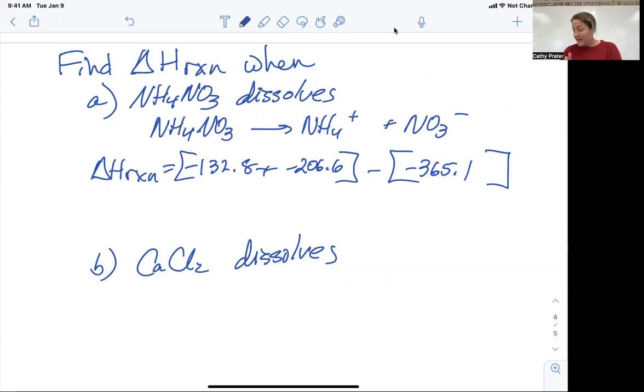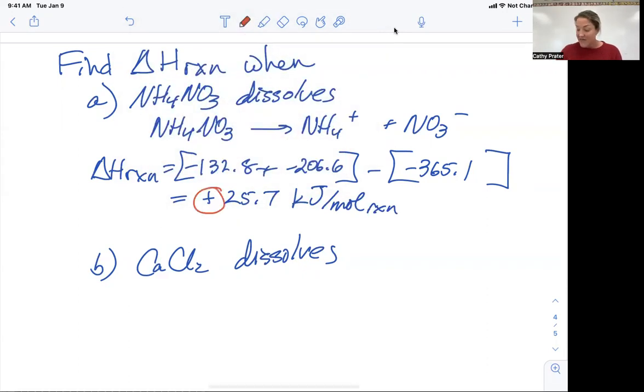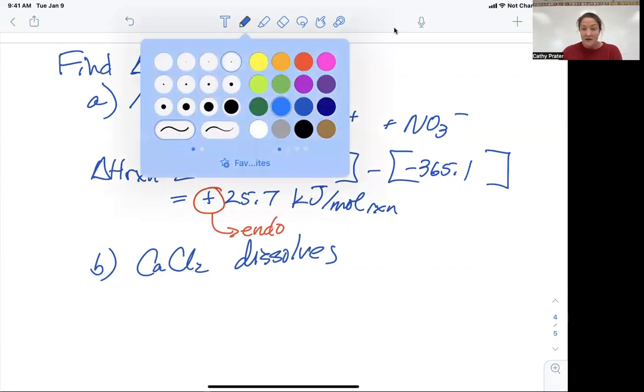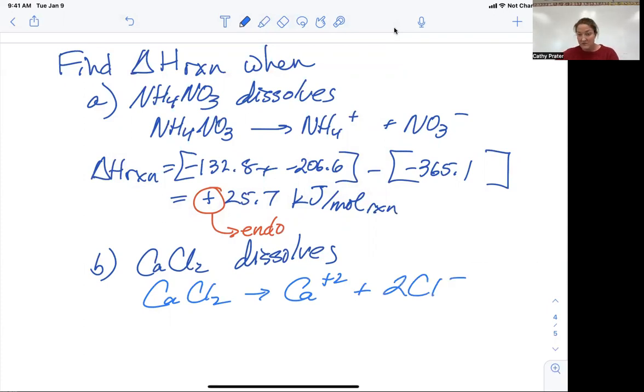Negative 132.8 minus 206.6 plus 365.1 gives me a positive 25.7 kilojoules per mole, or in AP fashion, kilojoules per mole reaction. Is this reaction endo or exothermic? We can tell from that. It's endothermic. So when I dissolve it in water, it should make the water colder. Calcium chloride, however, you can probably tell that this one's going to be exothermic if I'm using it as an example also. Breaks into those ions.